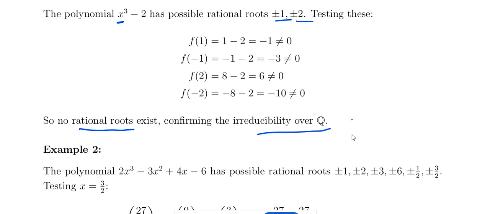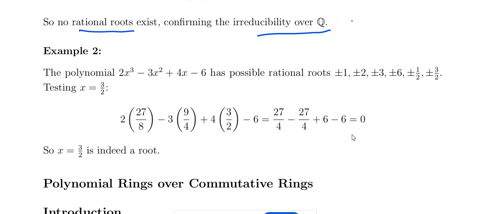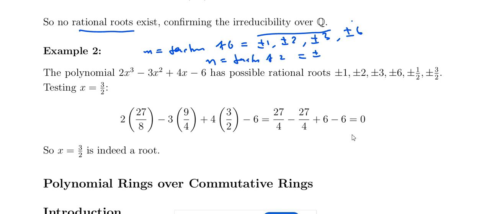Okay, rational root theorem. Similarly here, the factors of 6 give m. The factors of 6 are plus or minus 1, plus or minus 2, plus or minus 3, then plus or minus 4 will not come, 5 will not come, plus or minus 6. And the factors of 2, n, are plus or minus 1, plus or minus 2. Okay, so if you divide both, plus or minus 1 by plus or minus 1, plus or minus 1, then plus or minus 2.